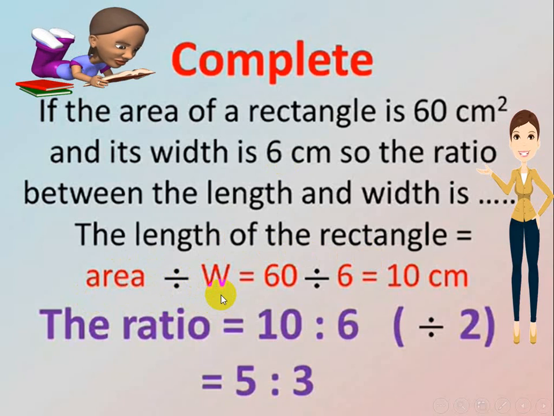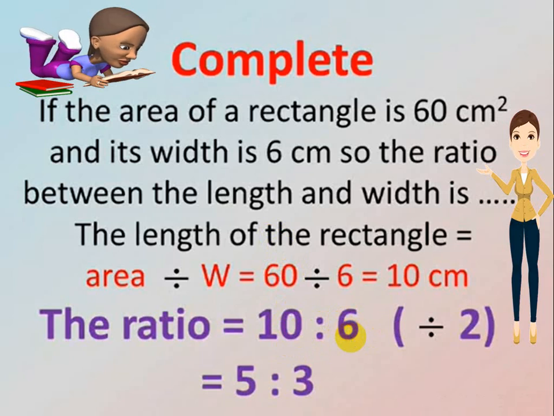Substitute now. 60 divided by 6. You will get 10 centimeters. Length of the rectangle equals 10 centimeters. The ratio now between length and width. Length is 10, we will write 10 first. Observe the order of words. Length first, width second. Length is 10 to width is 6.